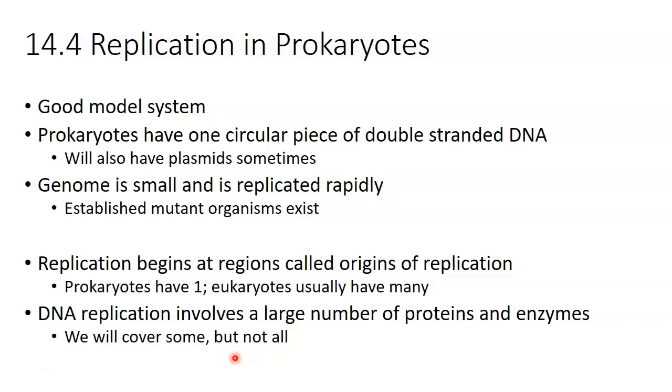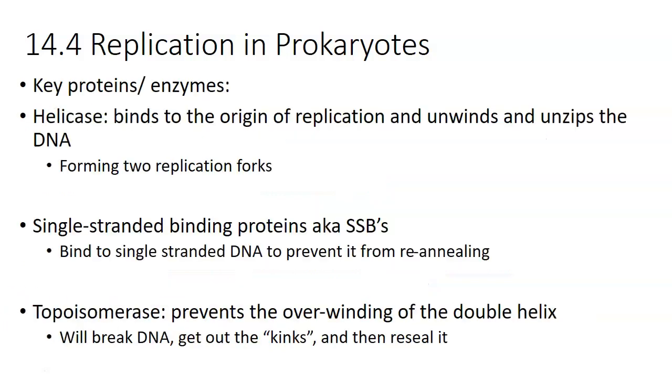So let's start at the beginning. Where does replication start? It's going to start on DNA at a very specific location called the origin of replication. And in prokaryotes, there is just one site on the circular piece of DNA where that's going to start. In eukaryotes, like us, there are usually many. And then from there, replication will start, and there's going to be a large number of proteins and enzymes involved in this process of initiation and all of the steps. We're going to cover some of them, but not all. We're going to try to keep it as simple as possible.